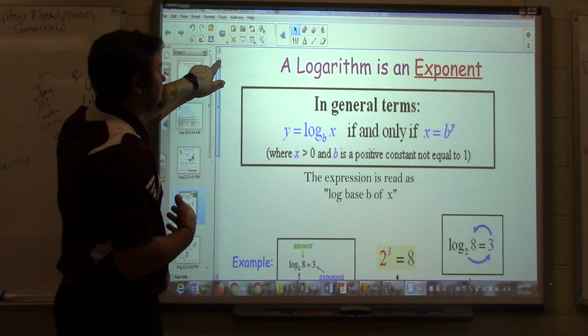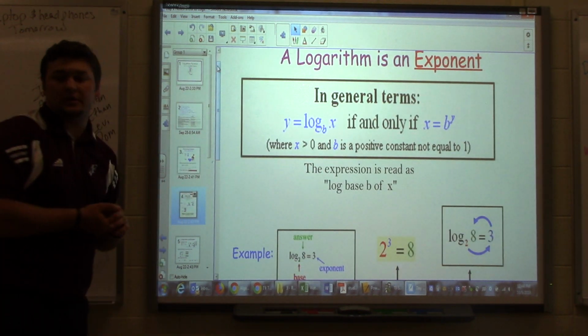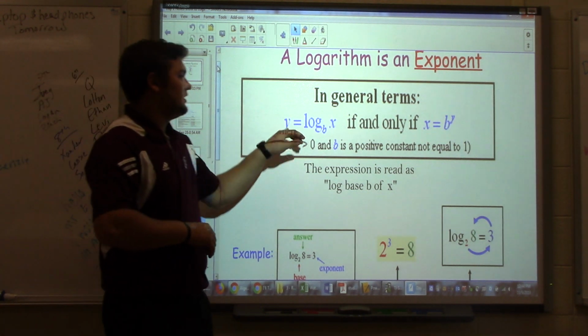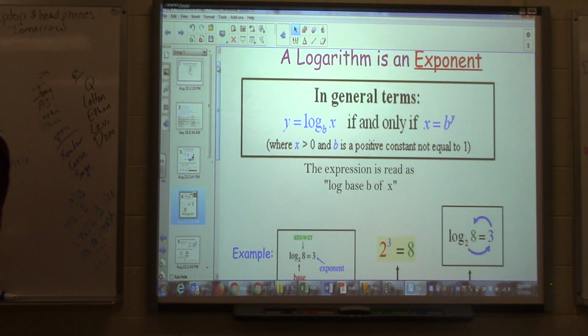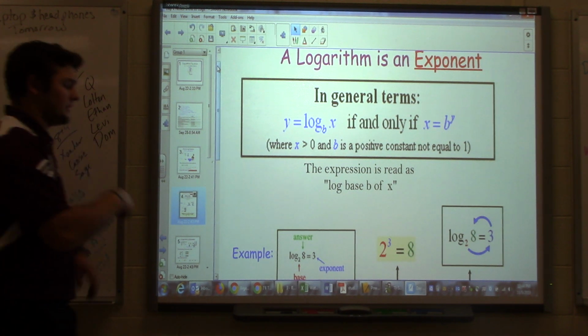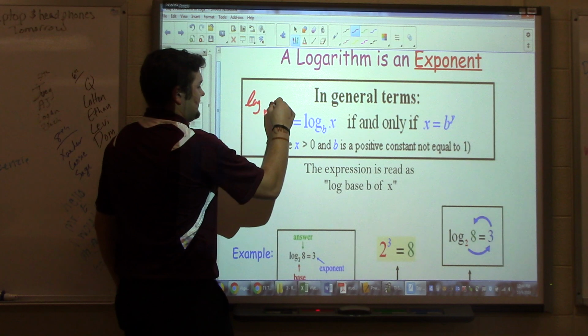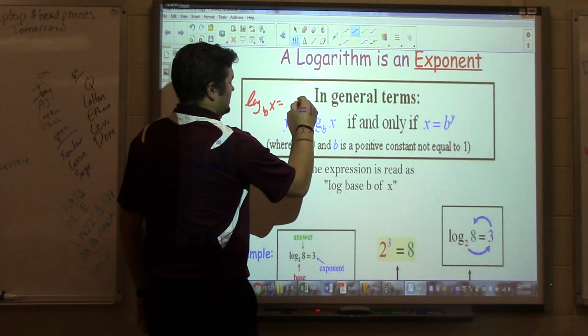So, a logarithm is an exponent. Like we said, it is an exponent. In general terms, y is equal to log base b of x, or you can flip it around and write it the other way: log base b of x is equal to y.